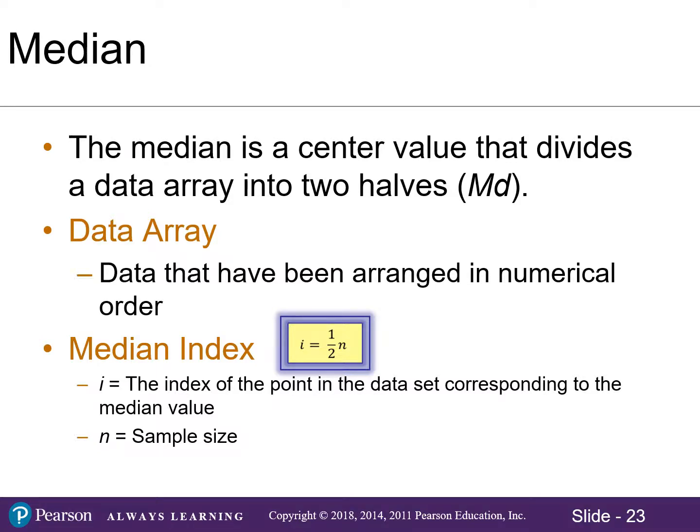But if you have 4, there's no value in the middle that'll split it into 2 and 2. So you average the 2 that are closest. Does that make sense? I hope it does. If not, my examples should help you out.